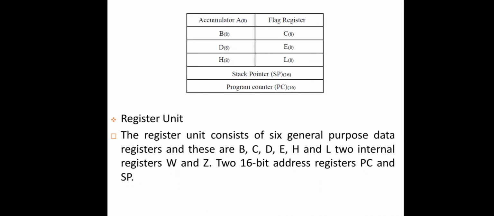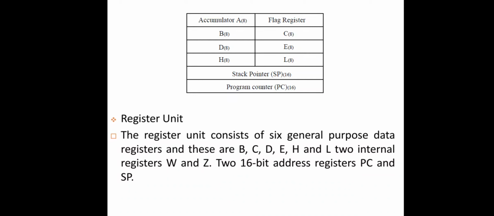As shown in the block diagram, the register unit is there. The accumulator and flag register are there, and the general purpose registers B, C, D, E, H, L. The size of all the general purpose registers is 8-bit. The accumulator size is also 8-bit.